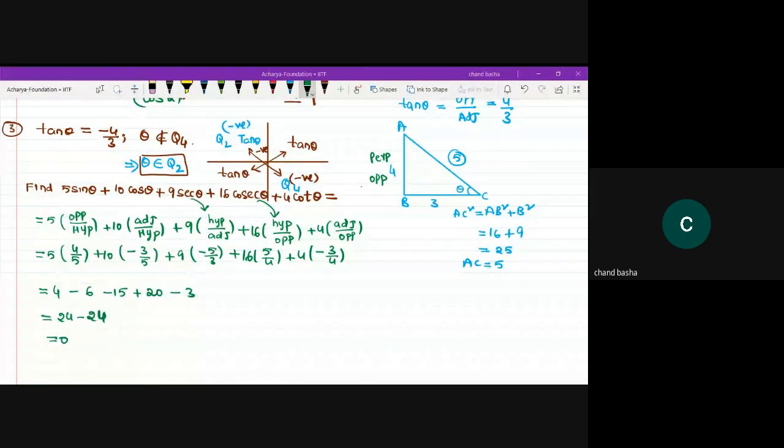Yes. And then Girish, any doubt? Thank you, sir. Nikhil, any doubt? Rohan? Yes, sir, I have a doubt.